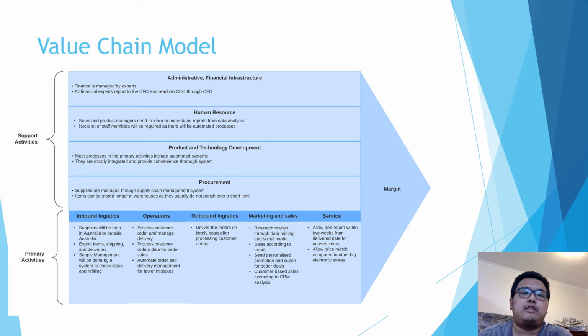We have used the value chain model to analyze our primary activities and supporting activities. In primary activities, we'll have the inbound logistics, where we get our stock from the suppliers, and the operations to process our customer orders, manage delivery, and process customer details and data. Then the outbound logistics to deliver the items to the customer, and the marketing and sales, which is one of the most important primary activities to get our benefit and more customers for the business.